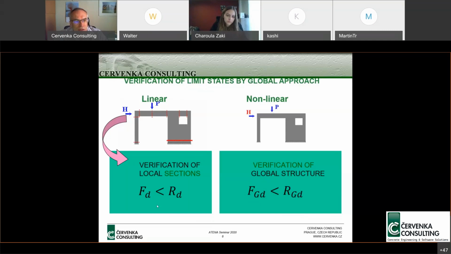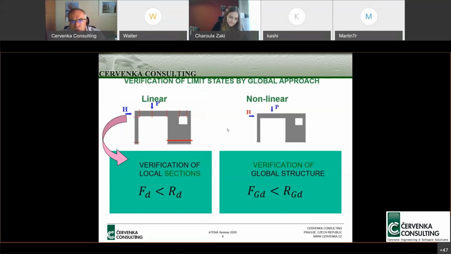In these most critical sections, we are checking the equation that the design load, which in this case is typically the internal forces, that means moments, shear force, normal force at these critical sections, is smaller than RD. In this case, it means the design strength of the particular investigated section.